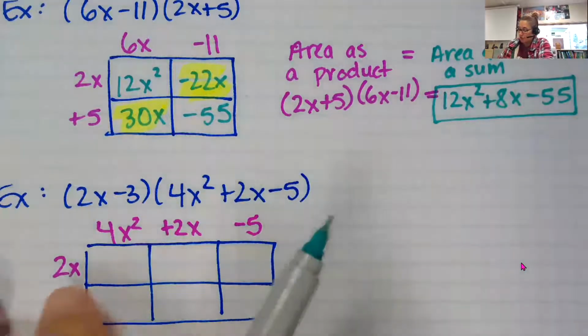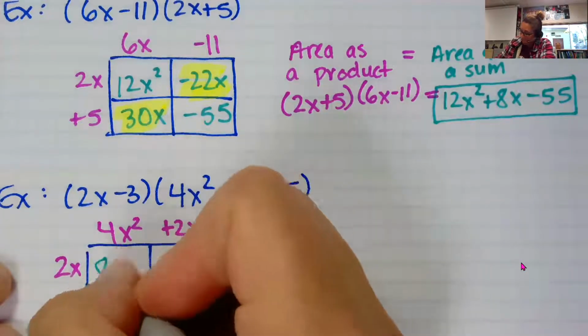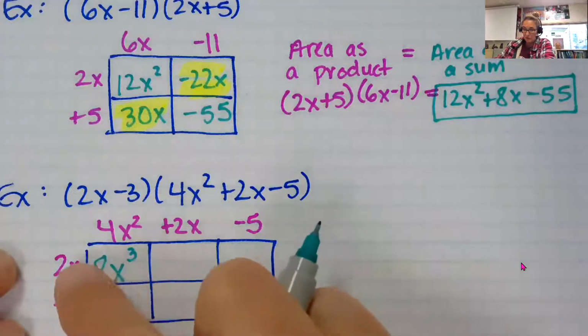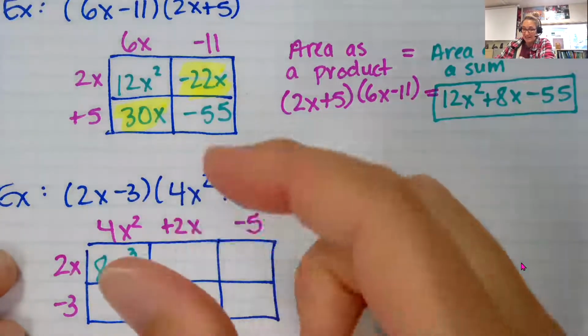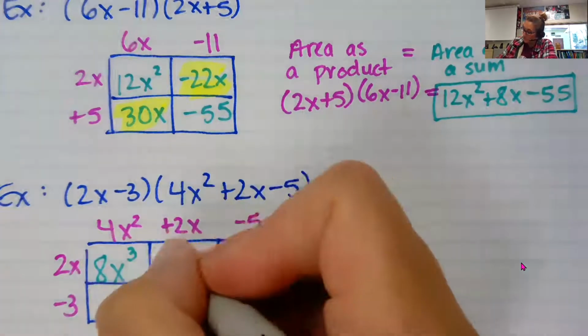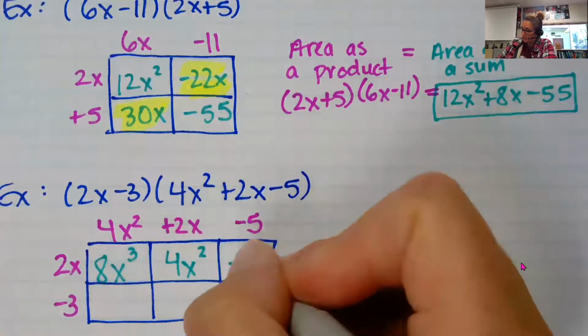And when I take a 2x times a 4x squared, we get an 8x cubed. You have to know your laws of exponents, okay? When we multiply bases that are the same, we add their exponents. 2x times 2x is 4x squared. 2x times negative 5 is negative 10x.